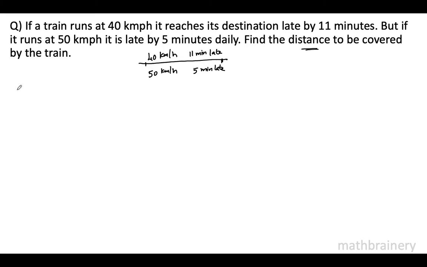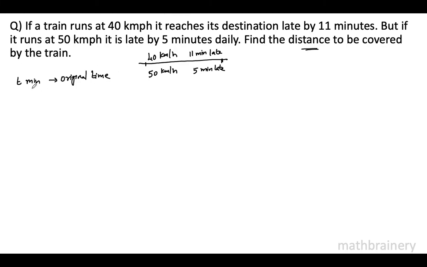Now first, let me assume that t minutes is the original time taken by the train. Original time, I mean the required time, the actual time that it should take to reach from this starting point to its destination. Let me assume it as t minutes. Now why am I assuming it in minutes? Because we are given the condition that it is 11 minutes late at 40 kilometers per hour speed or 5 minutes late at 50 kilometers per hour speed. So let's assume the actual time that a train should take is t minutes.